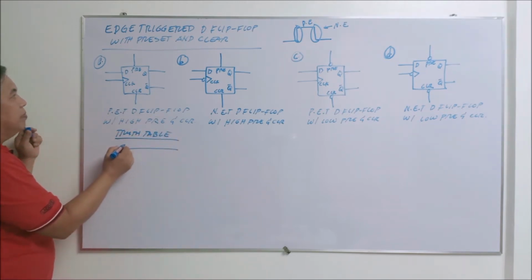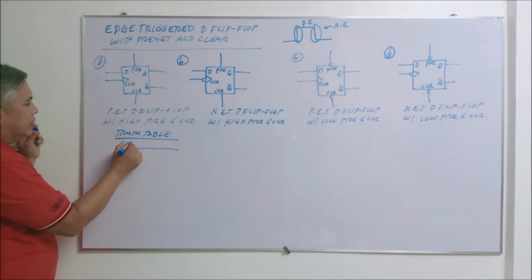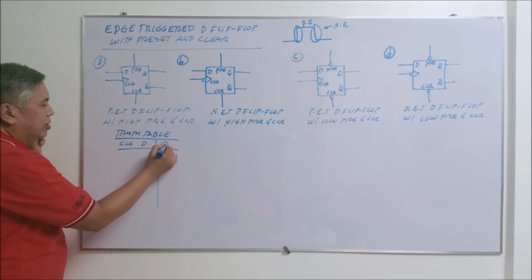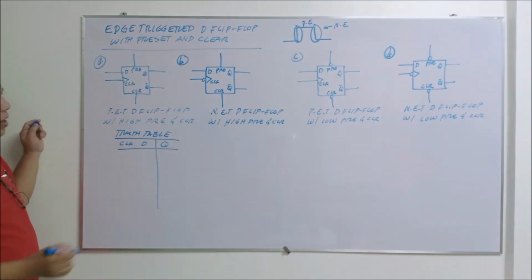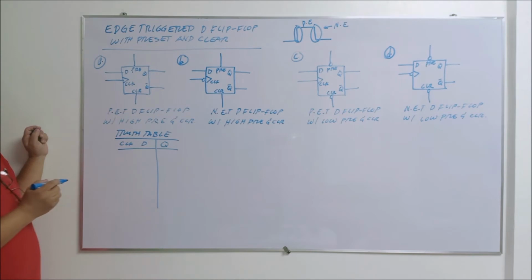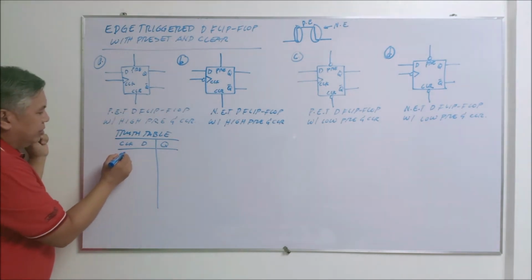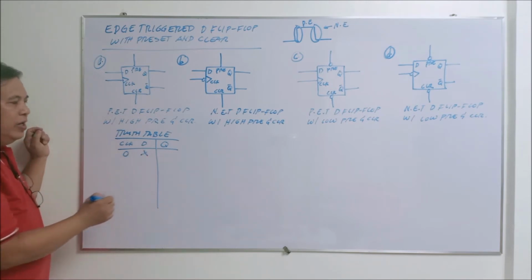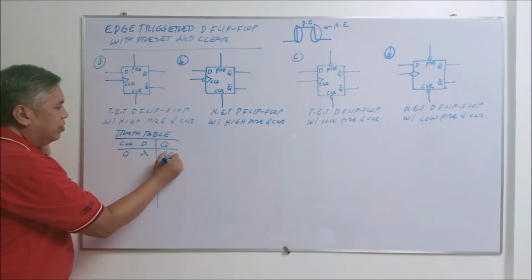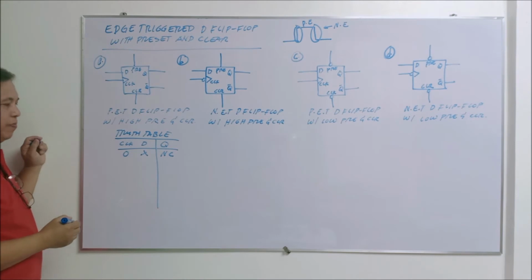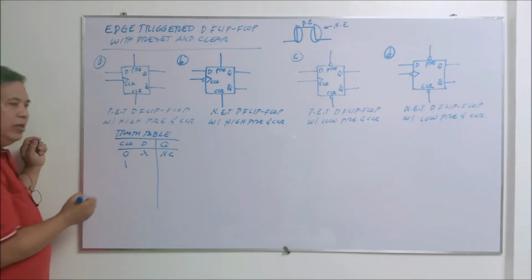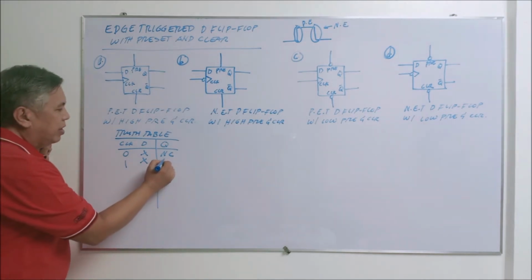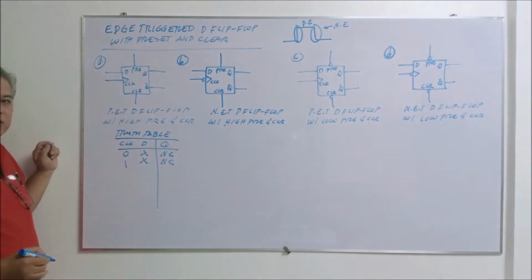Okay? So, we have the clock, the D, and of course your Q. Now it says positive edge of the clock. So in other words, if clock is 0, regardless of the value of your D, the output is a no change condition. If clock is 1, regardless of the value of your D, the output remains no change.